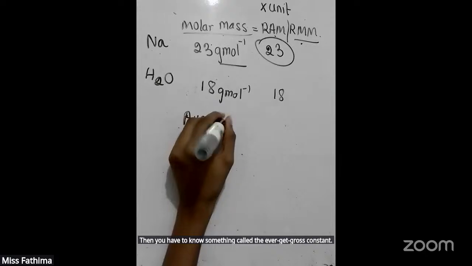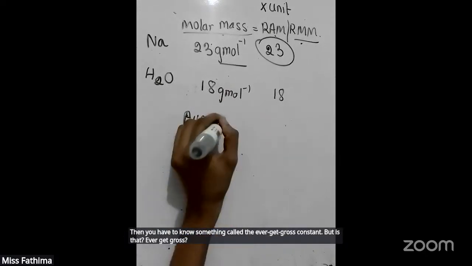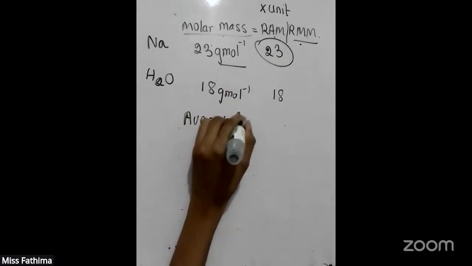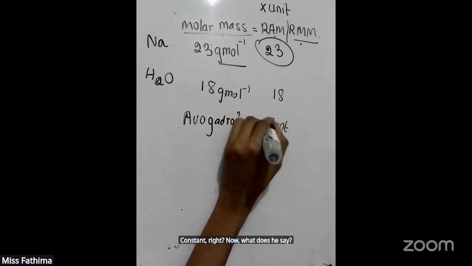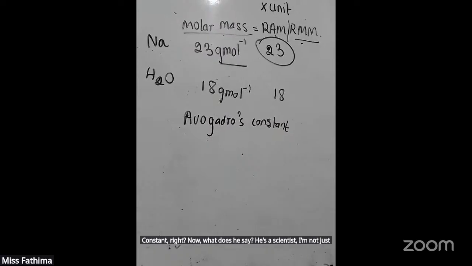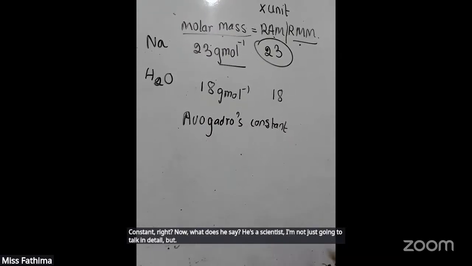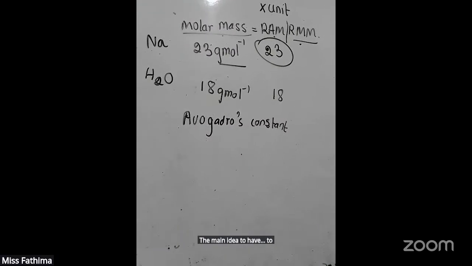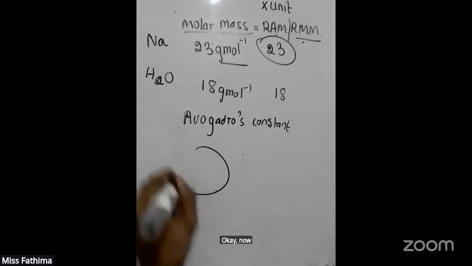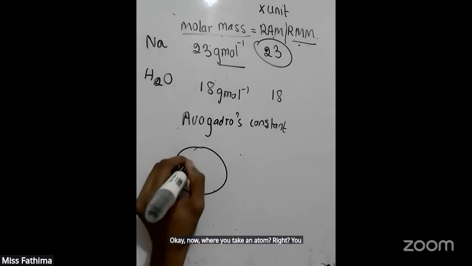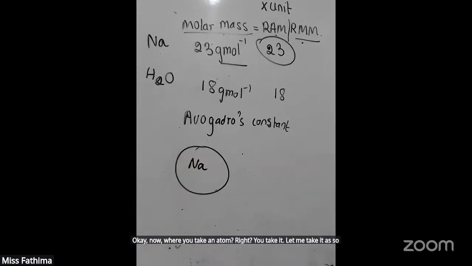Right. Then you have to know something called Avogadro's constant. What is that? He is a scientist. I'm not going to talk in detail, but the main idea to understand the lesson well, let me teach that part. Now, when you take an atom, let me take it as a sodium atom.